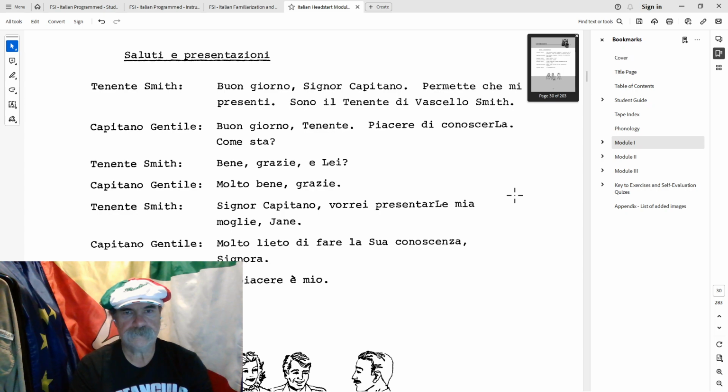Sono il tenente di vascello Smith. Buongiorno, signor capitano. Permette che mi presenti. Sono il tenente di vascello Smith.